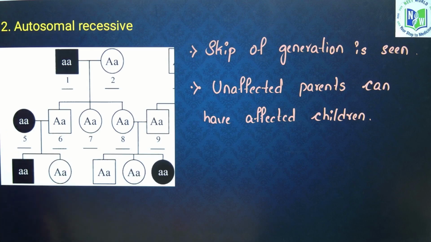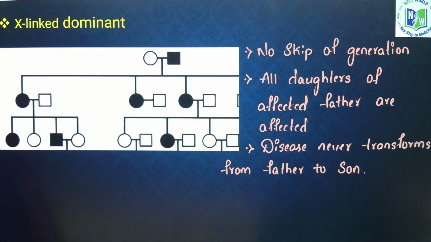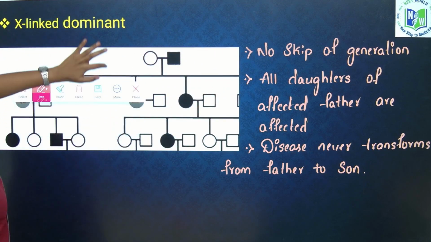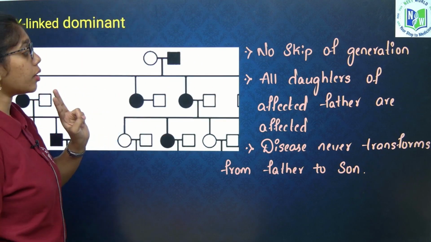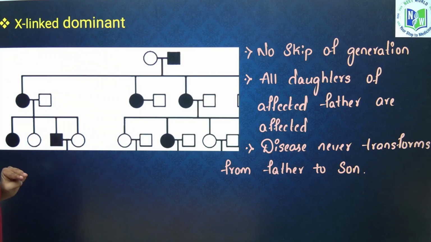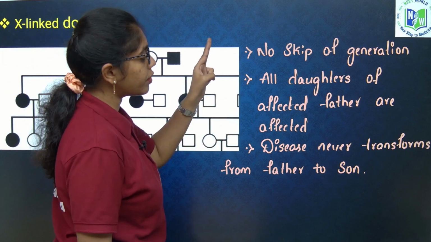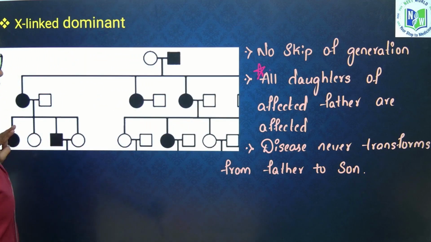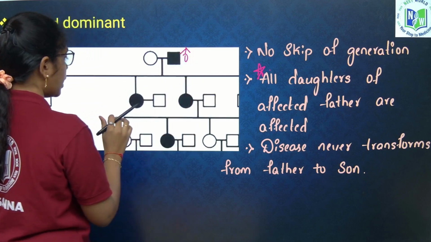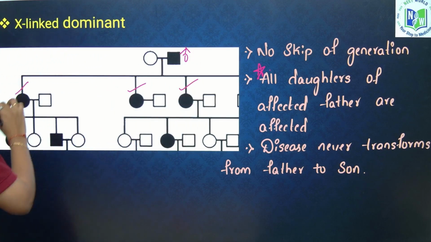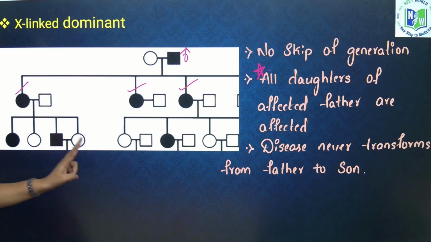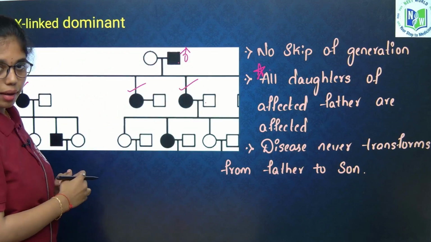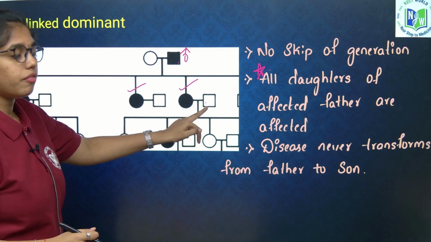Next, coming to X-linked dominant. Again, whenever you see dominant, there will not be any skip of generation. You will see disease in every generation. Second point, the most important point with respect to X-linked dominant: all daughters of the affected father are affected. Here if you see, the male father is affected and all the daughters of the affected father are affected. And disease will never transfer from father to son. In that pedigree diagram, disease will never transfer from father to son.